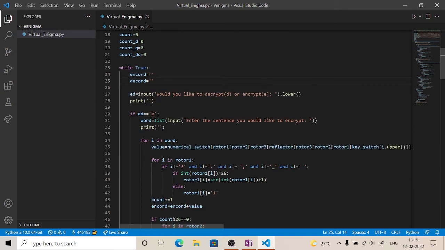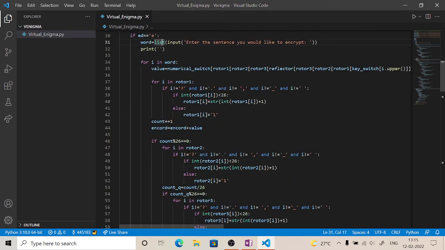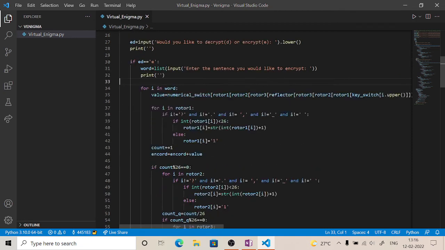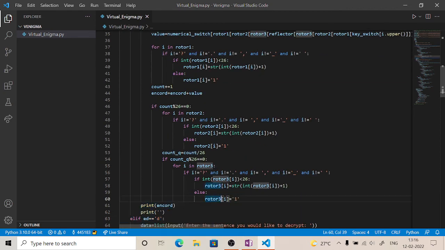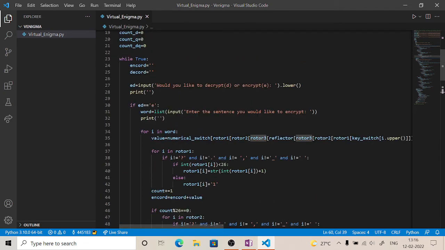So once we get lower case, what we are going to do is take our input, that means we are going to take a fully understandable sentence from the user, what he or she would like to encrypt. And after taking that, as I told you, we want to make it a list. So we would be changing it to list format or list data type. And we would be looping over that list for taking every single component, passing it through the value part. For example, if it is A, then A would go to rotor 1, rotor 2, rotor 3, rotor 4, not rotor 4, reflector.